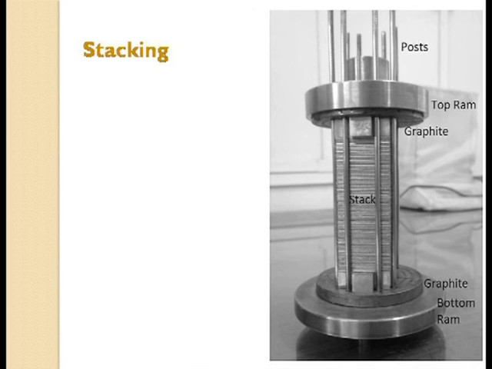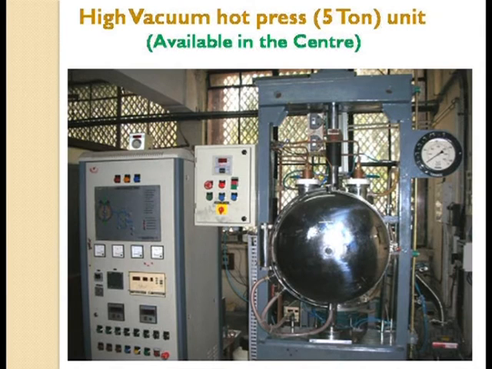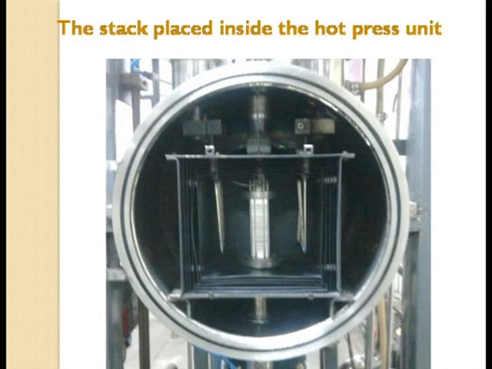So I put the entire thing into the diffusion bonding machine and press it. We have a diffusion bonding machine in our center. It is about 5 ton capacity, and this is the vacuum chamber. Inside the vacuum chamber we put the entire stack, and there is a hydraulic jack, that is, this ram comes down and presses it, while the heater inside is heated by the power supply which is behind this control panel. Okay.